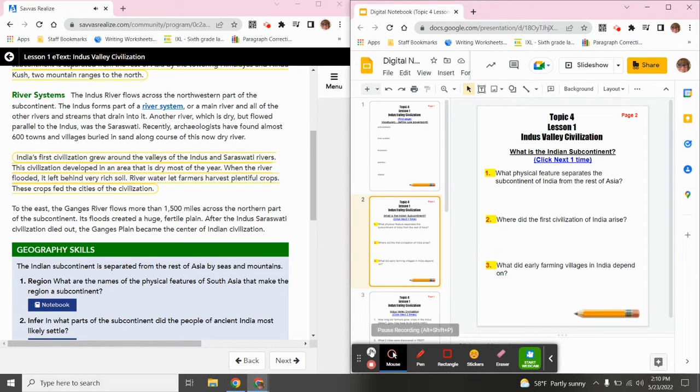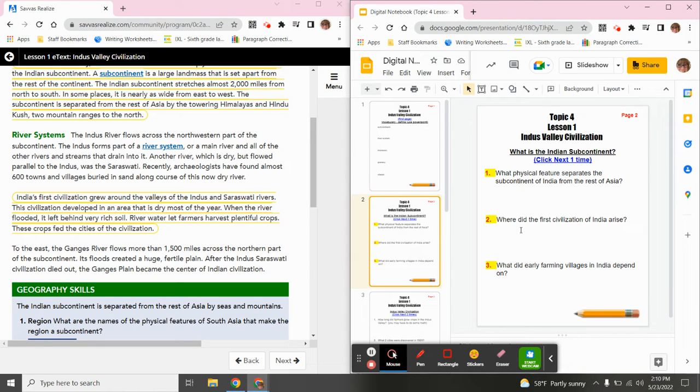This civilization developed in an area that is dry most of the year. When the river flooded, it left behind very rich soil. River water let farmers harvest plentiful crops. These crops fed the cities of the civilization. To the east, the Ganges River flows more than 1,500 miles across the northern part of the subcontinent. Its floods created a huge fertile plain. After the Indus-Saraswati civilization died out, the Ganges Plain became the center of Indian civilization.